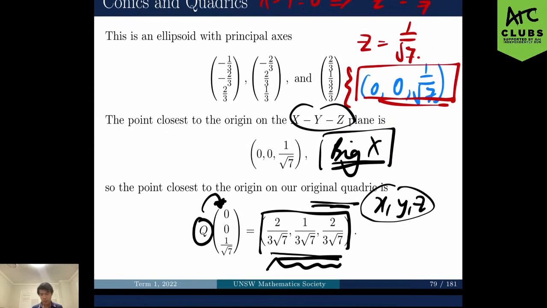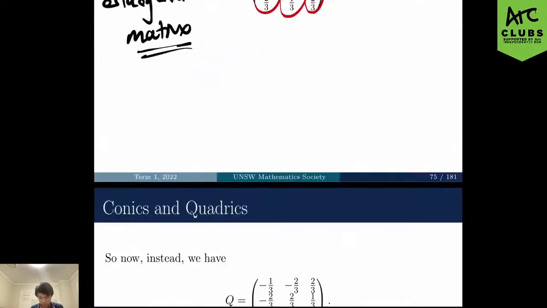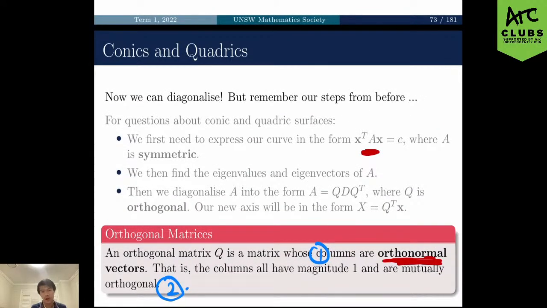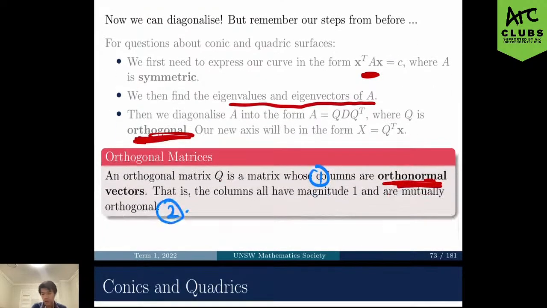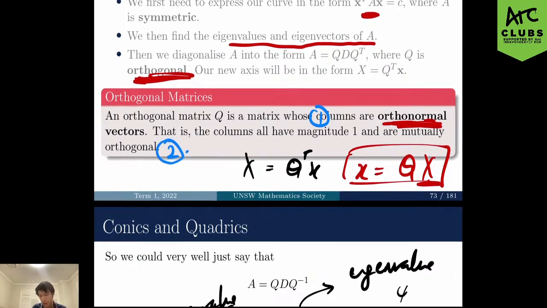Cool. So with quadrics, we want to think about this process. Let's go back to the process. Find the A such that the curve is in the form x transpose A x. Then find the eigenvalues and eigenvectors of A. Then diagonalize orthogonally, and find that our new axis is in the form x equals Q times X. And if you want to find any of the points on your new quadric, you take the original points on this X quadric and multiply them by Q.